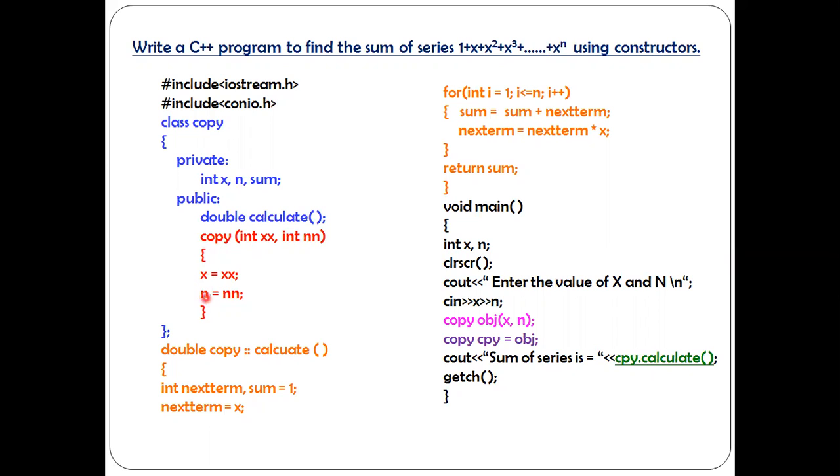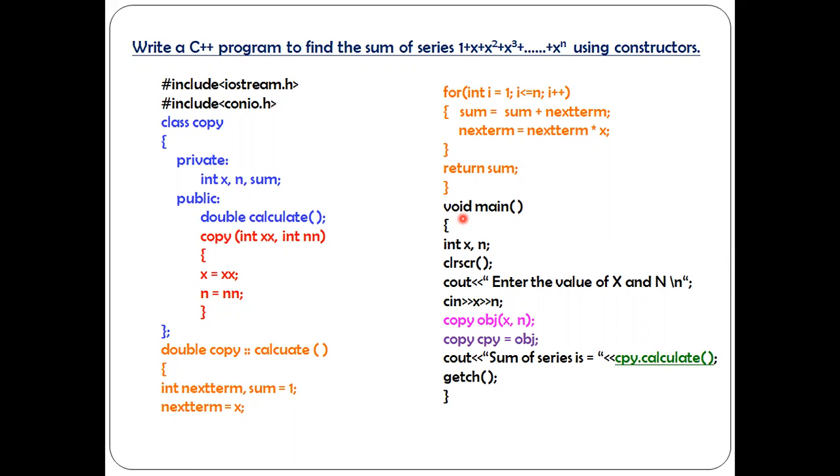So this is nothing but a parameterized constructor which is declared and defined inside the class. This is a member function they have just declared inside the class, and they are going to define the other one outside the class. Got the point?